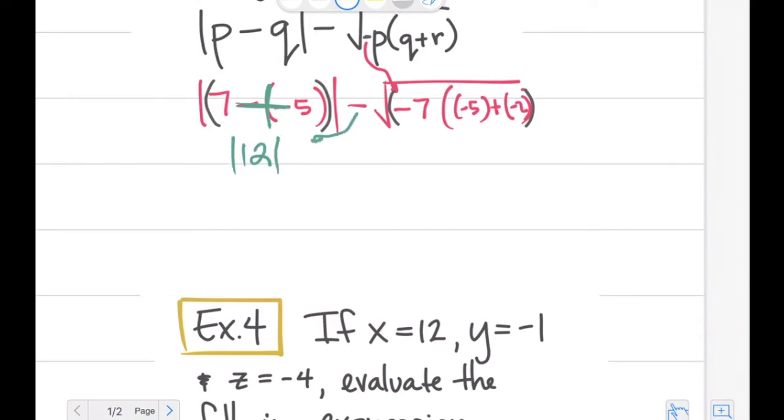Then minus is from the expression, and then let's work inside the grouping symbol. Now we actually have 2 grouping symbols in that square root, and the innermost grouping symbol is this one right here.